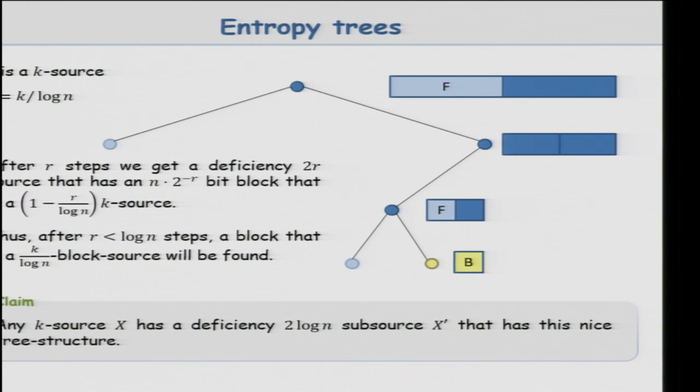Algorithmically, if little b were some subset of the indices, I'm not sure how to find it. But here, you just need to find the node that is associated with it. So algorithmically, we'll work with these trees, and we will find this b.